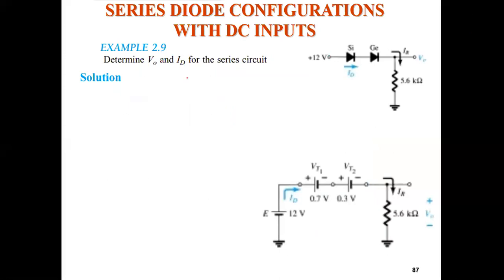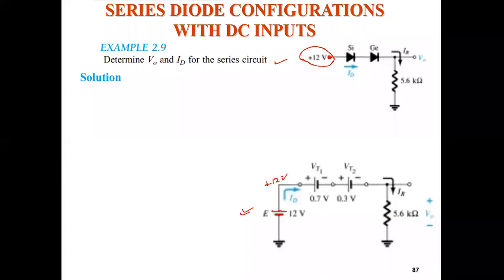Let us say this problem is given to you. One thing I had told you: if a node is written as plus 12 volt, you convert it into another figure where you draw it in battery form. That means this node at plus 12 volt is actually a 12 volt battery whose positive side is connected to the upside and the negative side is connected to the ground side. That means this node is at 12 volt.